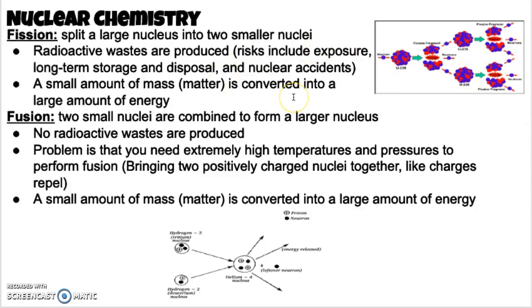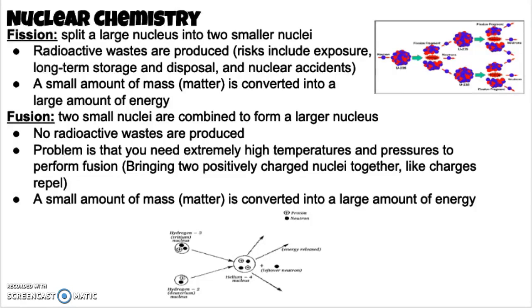In fission, a small amount of mass or matter is converted into a huge amount of energy. Again, think about how devastating the atomic bomb was. And lastly, fusion. Fusion is the opposite of fission. It's when you have 2 smaller hydrogen nuclei coming together to form a helium nucleus. Or in other words, it's 2 smaller nuclei combined to form a larger nucleus.